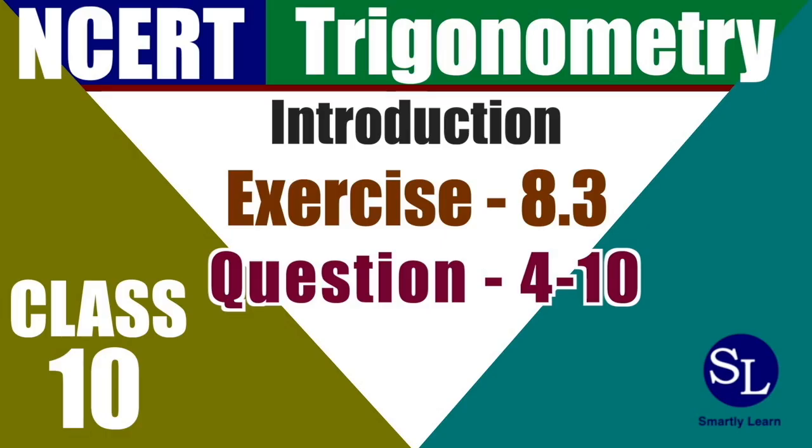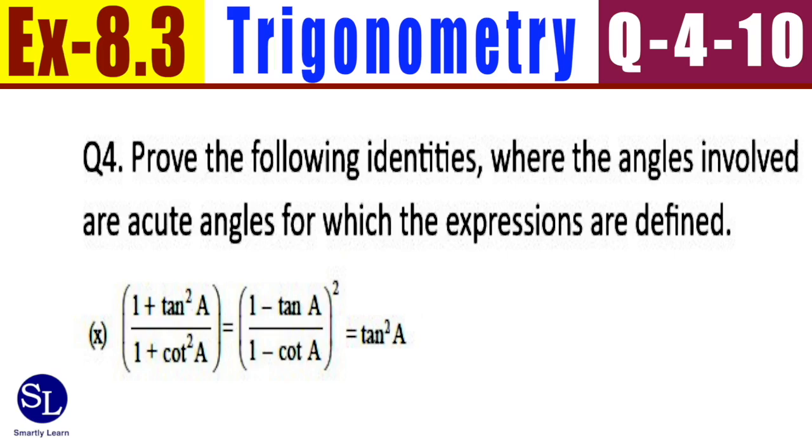In this video, let's see how to solve the 10th subdivision of question 4 from exercise 8.3. Prove the identity (1 plus tan²A) by (1 plus cot²A) is equal to ((1 minus tanA) by (1 minus cotA)) the whole square, which is equal to tan²A. Let's make a note of the identity to be proved.